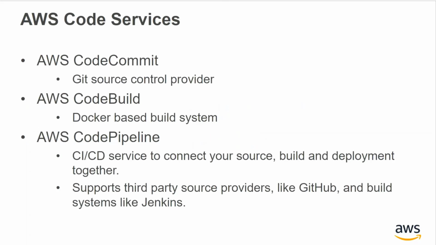So with AWS, we have the AWS Code Services. We've got CodeCommit for source code control. We have CodeBuild as our Docker-based build system, and CodePipeline, which you can use to connect our source, build, and deployment all together. CodePipeline does support other third-party providers, but for today, we're going to use all of the code services.